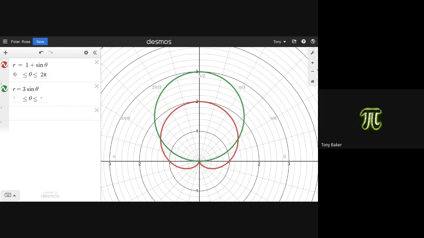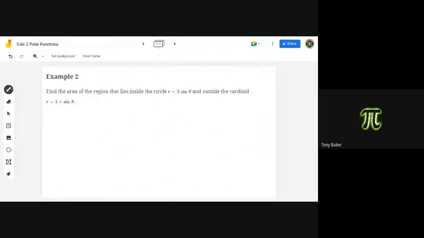Desmos doesn't allow you to do that. Unlike the coordinate plane where you can just click and go, oh, it's right there, it doesn't work when you're doing polar. So we've got to find the intersection points. How do I find when two things intersect? That means they are what? They're equal to each other.